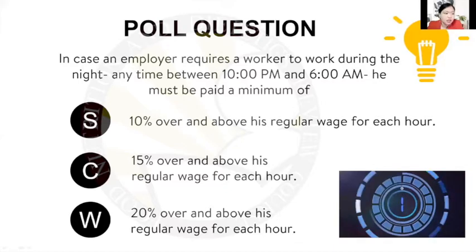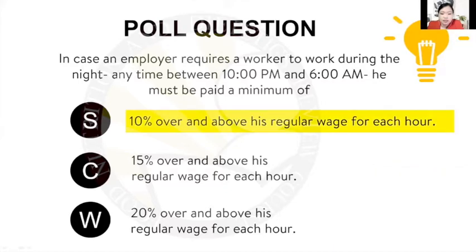Okay. The answer is 10% over and above his regular wage for each hour. So these policies are all available in the labor code. So you can check that as part of your review.